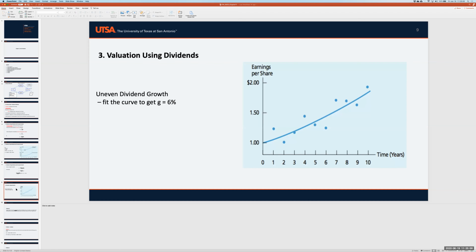Okay, and uneven dividend growth: dividend payments may not have a constant growth rate, but some uneven growth rate. Then we fit the curve. Let's say at time 1 we are expecting this growth rate, but the next year it's maybe close to 25%, and the other year is less than 25%. So you just fit the curve, find the growth rate, and use the same formula.